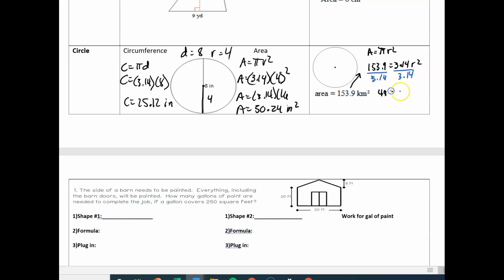49 is equal to R squared, and again, to undo something squared, you take the square root. So what number times itself gives you 49? Your radius in this case is equal to 7 kilometers. You can plug 7 right back into that. 7 squared times 3.14 should give you about 153.9.